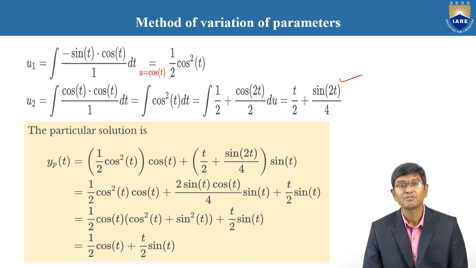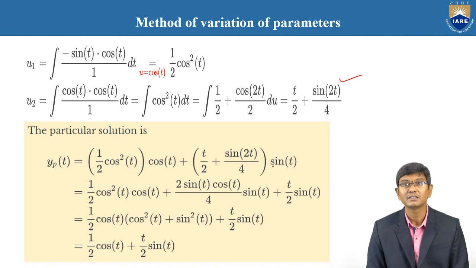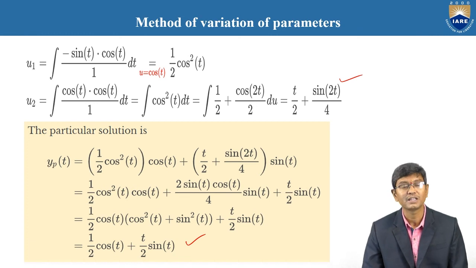Now we need to consider what is the particular integration with the help of a u plus b v, like that. Therefore, u1 y1 plus u2 y2. By using all these values, the particular integration is nothing but 1 by t into cos t plus t by 2 into sin t, as we clearly obtain.